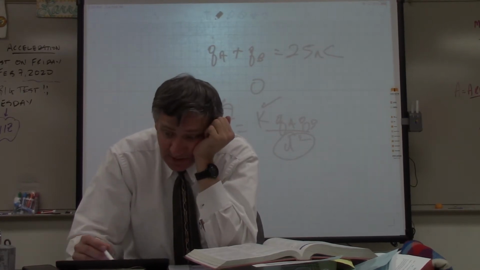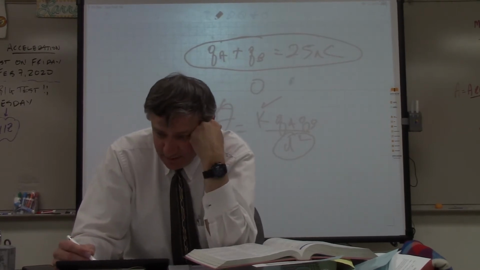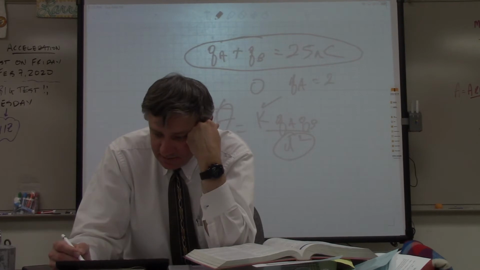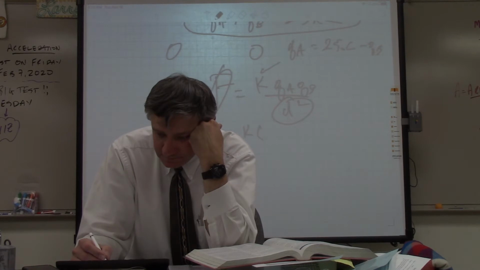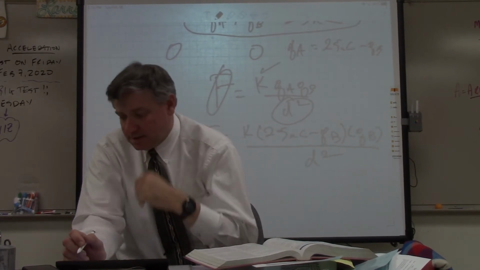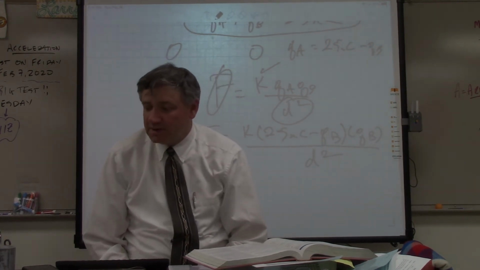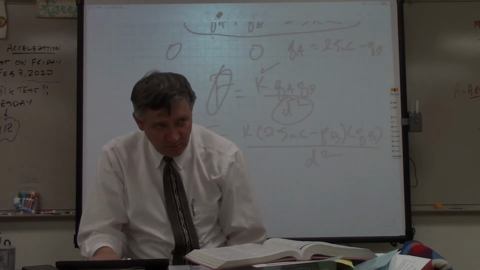At this point, solve this for one of these. It really doesn't make any difference. Solve it for QA. The charge on A is going to be 25 nanocoulombs minus the charge on B. So now F is going to equal K times (25 nanocoulombs minus the charge on B) times the charge on B, divided by D squared. At that point, you have one equation in terms of one variable.